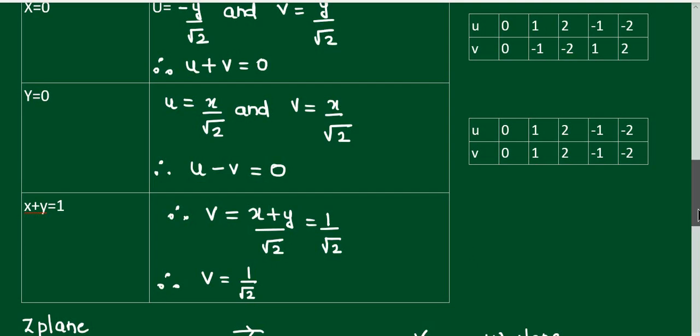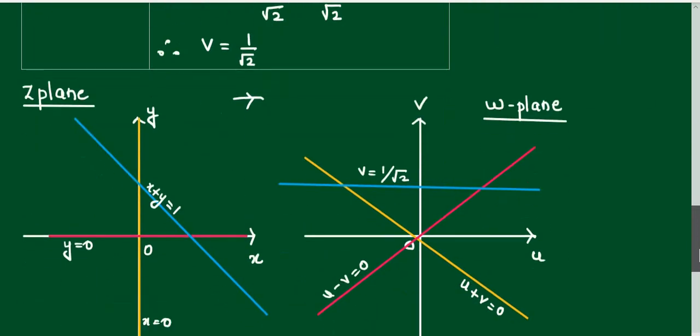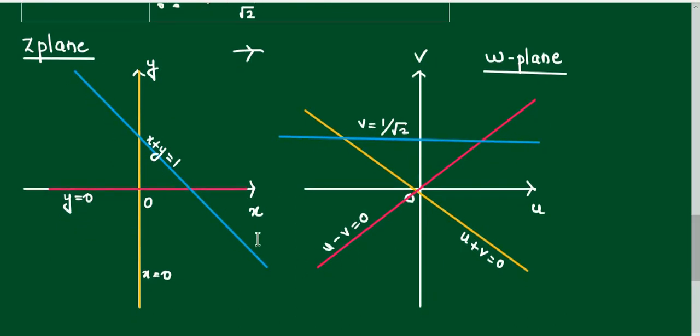Now, since we have got all these equations, now you can sketch the graph. So, here y equal to 0, that is x axis, is being mapped to the line u minus v equal to 0, and y axis, that is x equal to 0, is being mapped to the line u plus v equal to 0. You can make use of the table to plot these lines. Now, x plus y equal to 1 is this line which is being mapped to a line parallel to u axis, v is equal to 1 by root 2. I hope you have understood this.